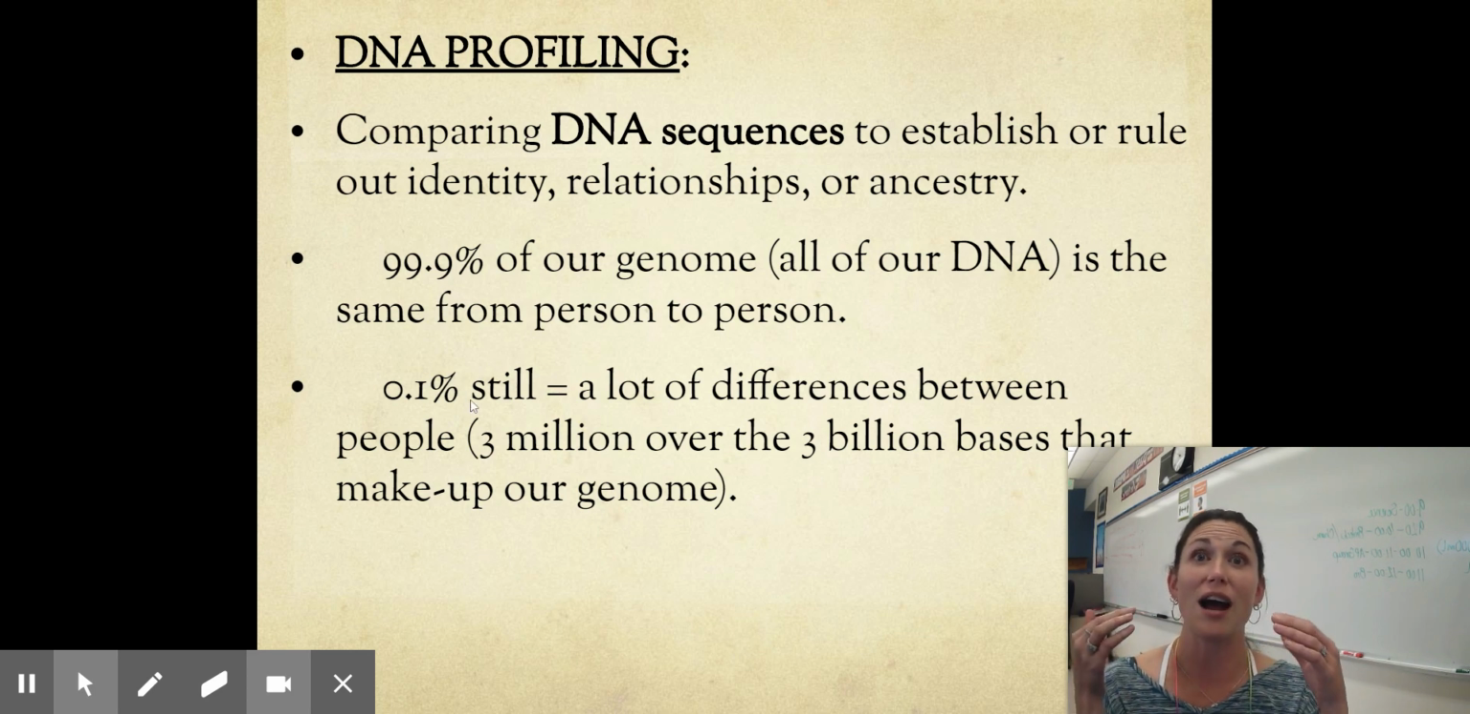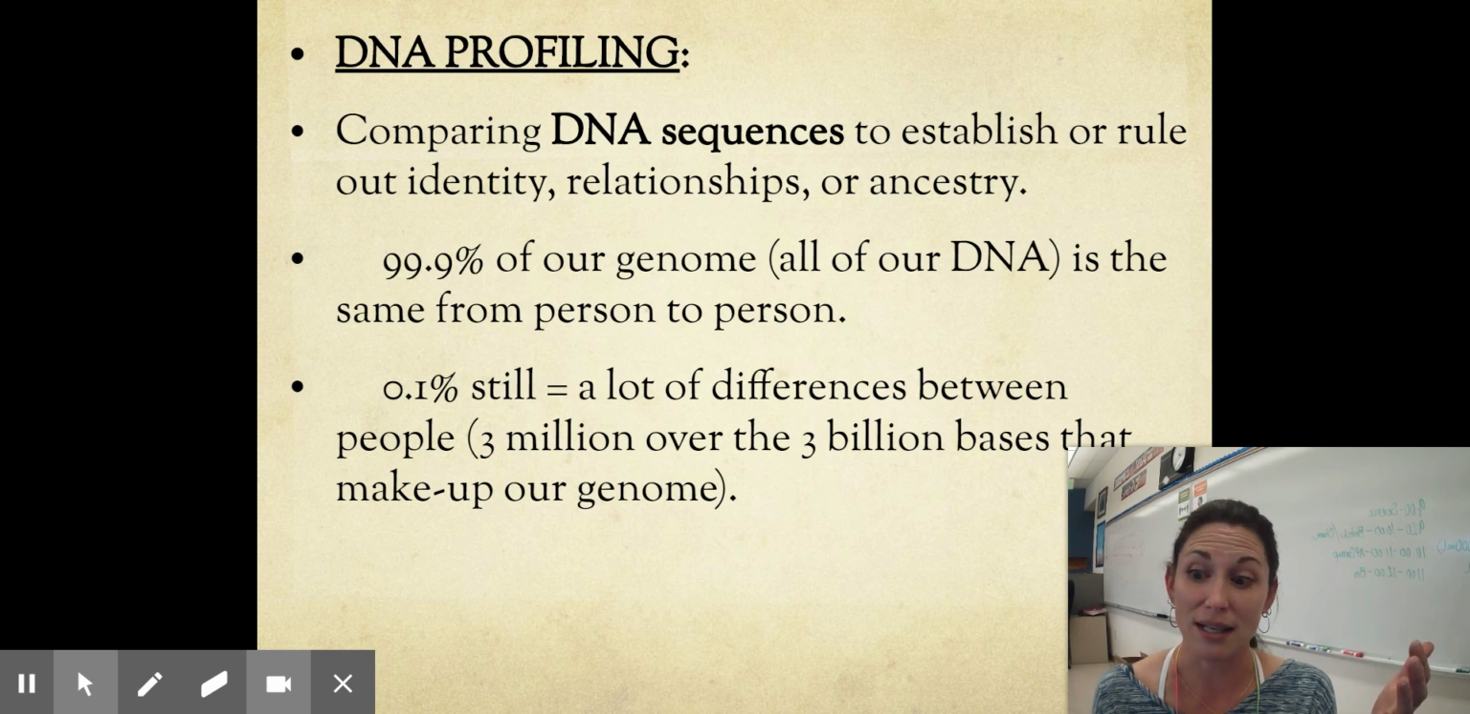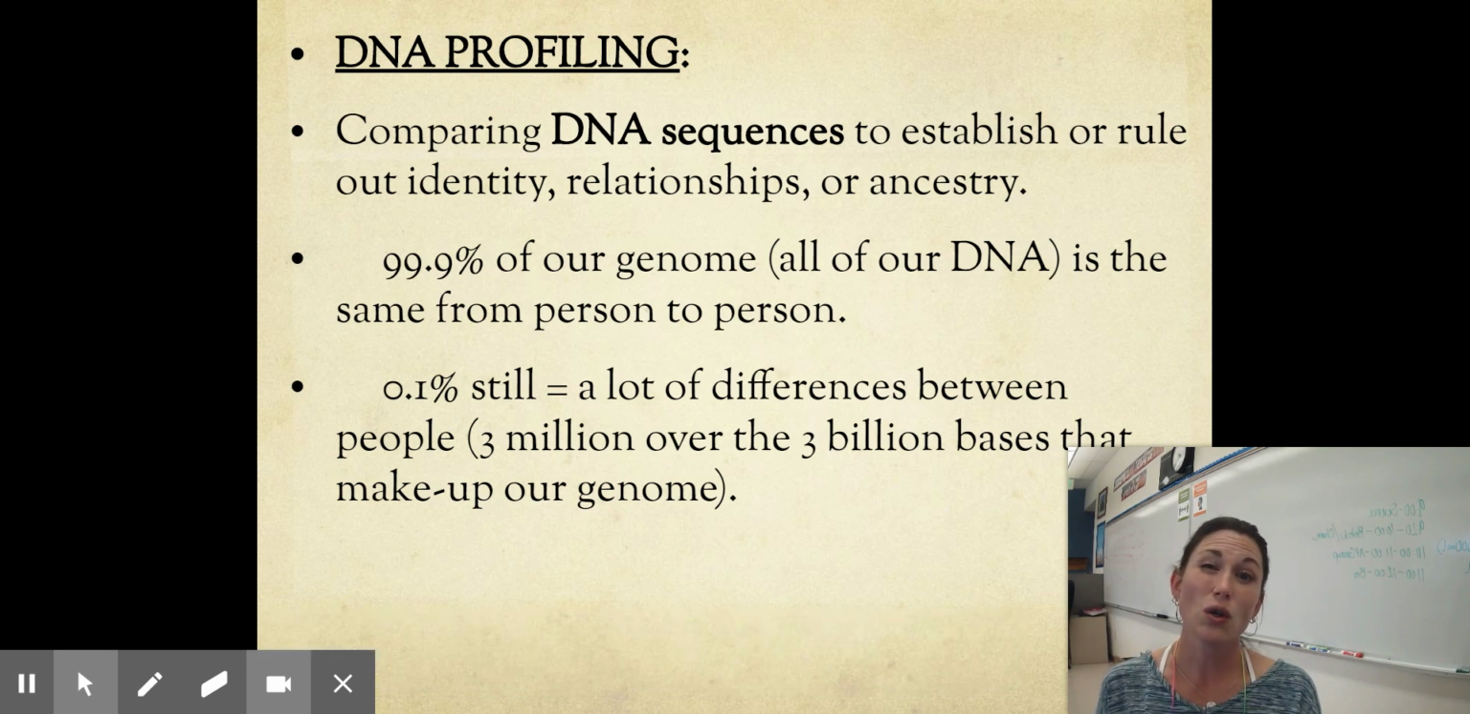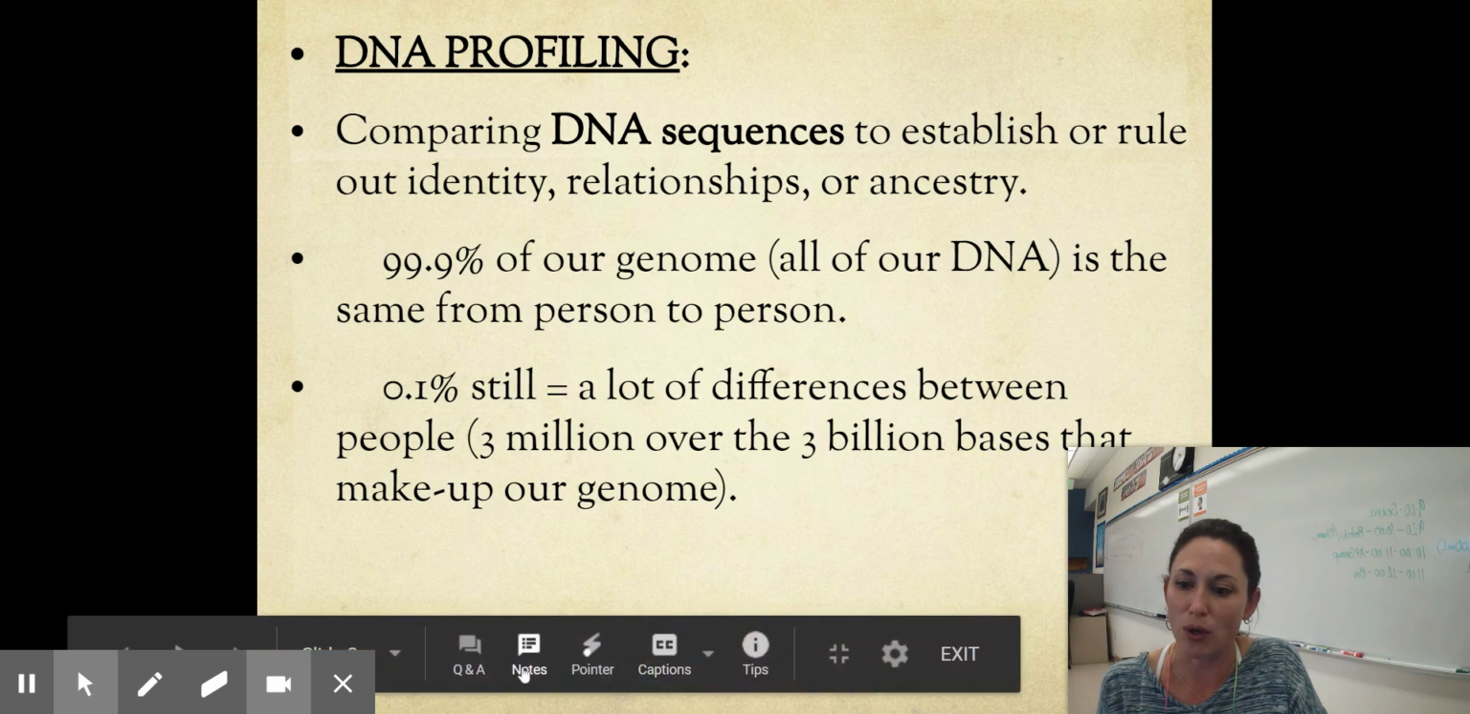However, when we think about how much DNA there is in our bodies, 0.1% is still a whole lot of differences among you and the person who's sitting next to you. If we're thinking about how many base pairs that might be, how many letters A, T, C, and G, we're talking about maybe 3 million different letters between you and the person sitting next to you. So even though it's small percentage-wise, it's really big when we think numbers.